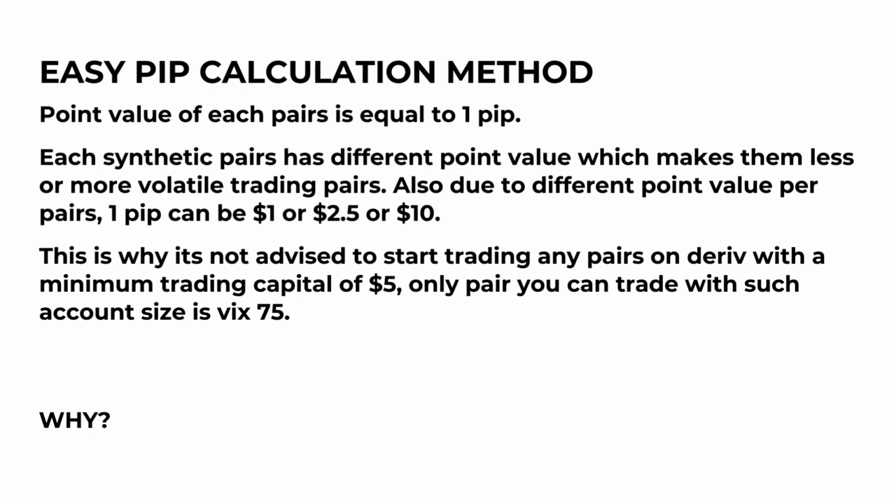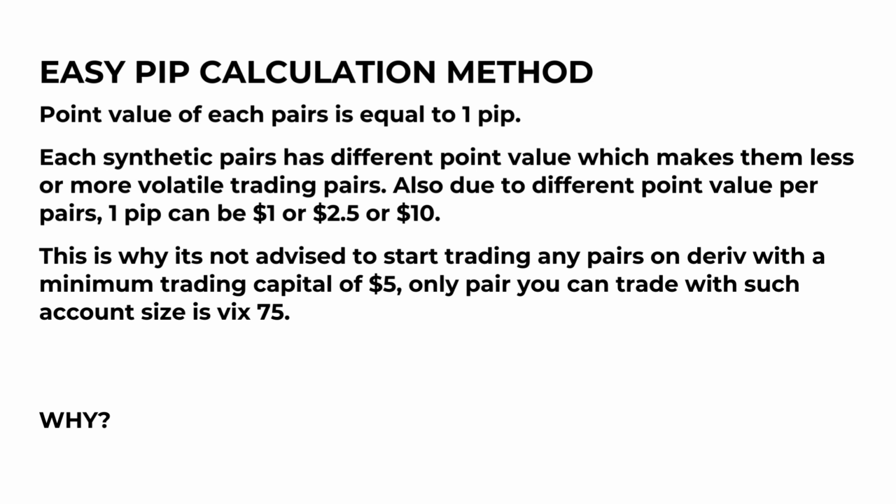Also, due to different point values per pip, 1 pip can be 1 USD. Another pair can have 2.5. Another pair can have 10 USD per 1 pip. And this is why it is not advisable to start trading Derived pairs with a minimum of $5. The only pair you can trade with such an amount is VIX 75, because it's one of the only pairs where 1 pip is equal to 1 USD. And I think VIX 100 (1 second) or so, I'm not really sure, can allow you to open below 1 USD.